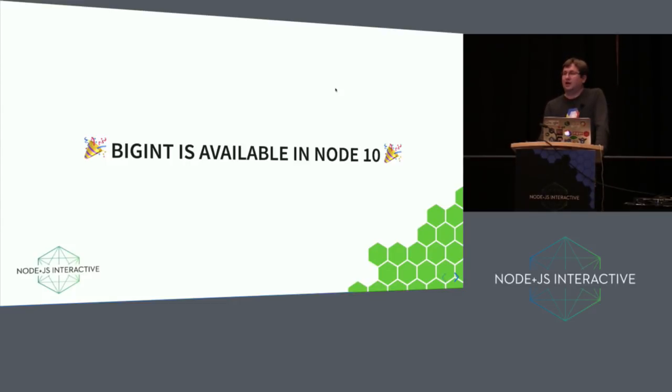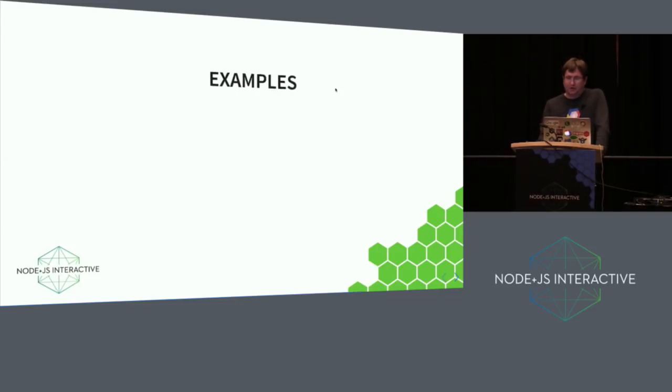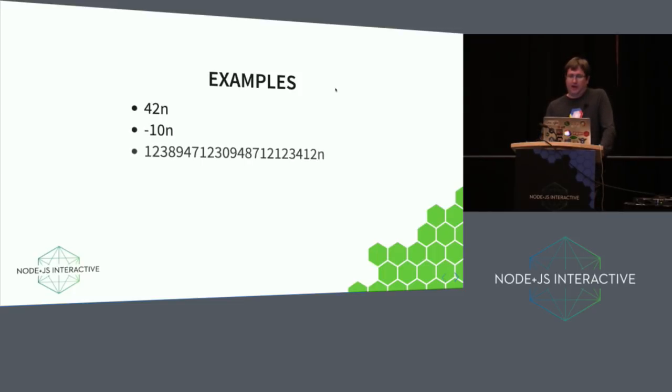So the key thing is, we have BigInt now available in Node 10. I think it's in Chrome 67, V8 6.7, if I remember correctly. And the cool thing is that you can use this just like you use regular numbers. So something like 42n, for example, is a big int. If it was 42, it would just be an integer. But 42n means it's a big integer. Negative 10n, you can just do a bunch of digits and an n.